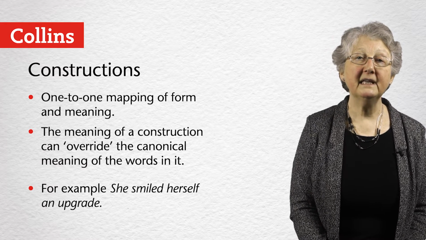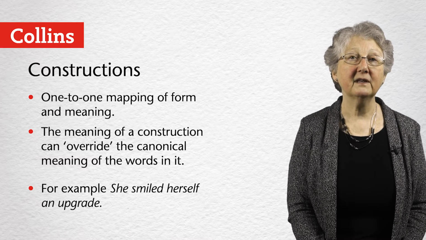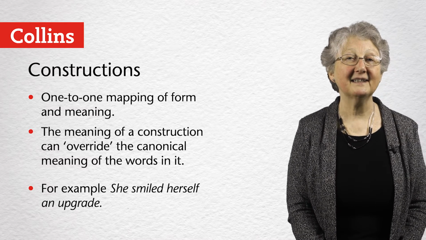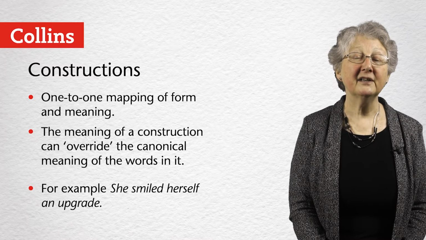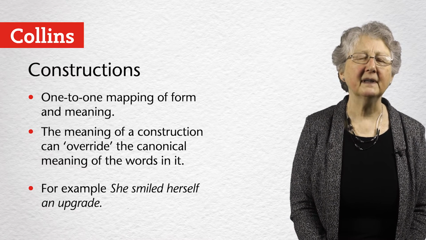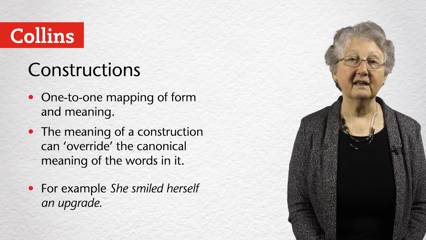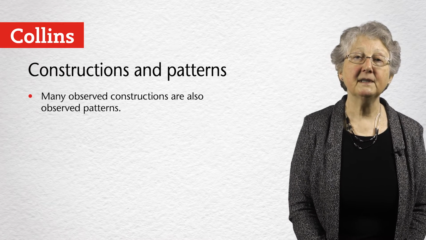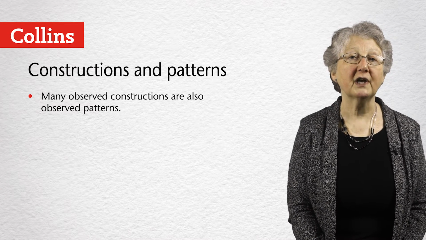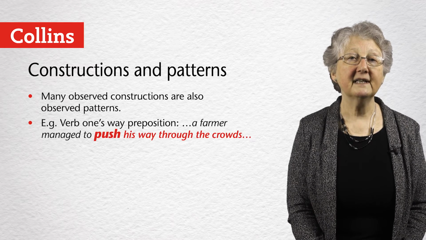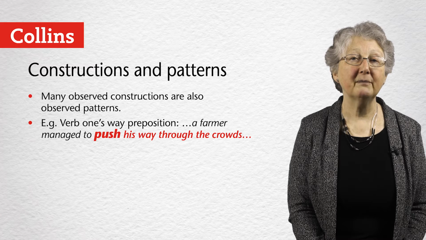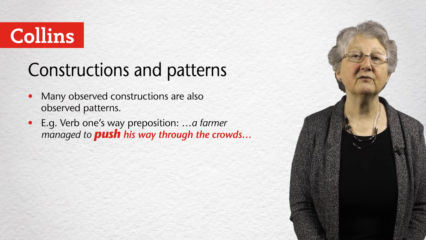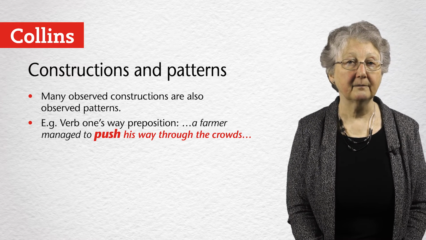And it's noted that the meaning of a construction can override the canonical meaning of the words in it. A famous example is "she smiled herself an upgrade," where smile doesn't usually mean make something happen, but in this construction it does. If we compare constructions and patterns, we notice that many observed constructions are also observed patterns. For example, verb one's way preposition, such as "a farmer managed to push his way through the crowds," is described as a construction and as a pattern.